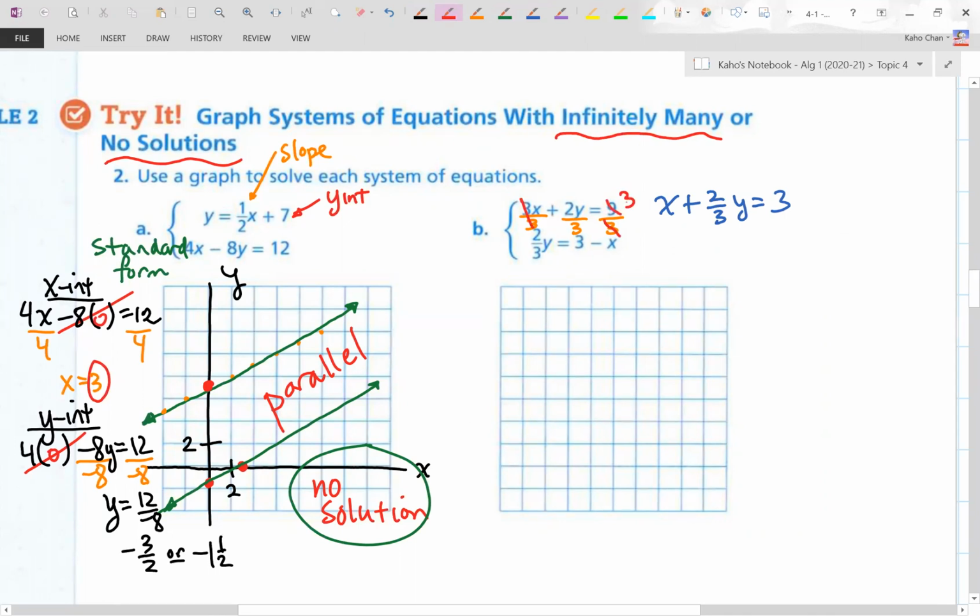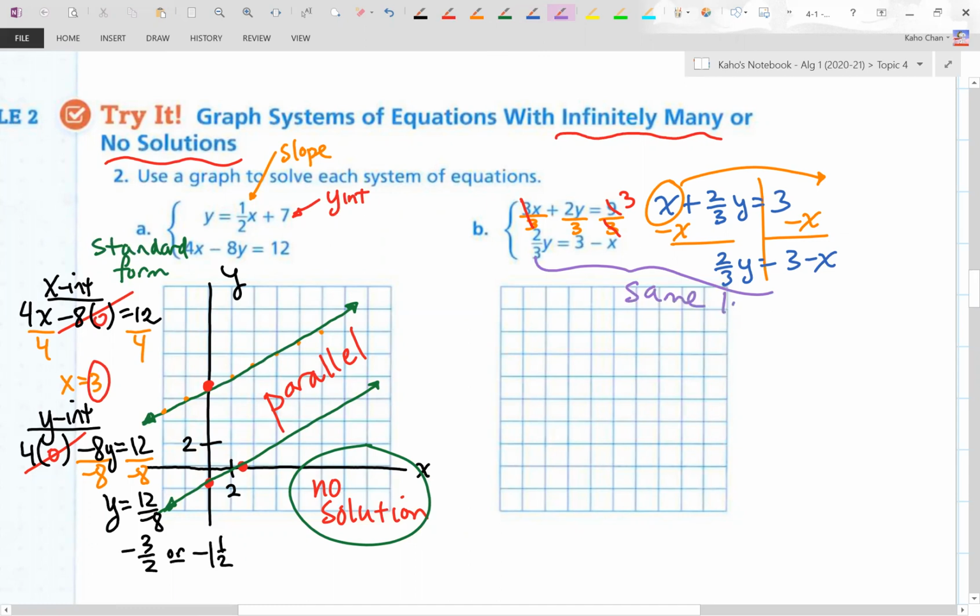Now this is kind of interesting. I'm looking at the second equation, it looks like it's all the same. Look at that, 2/3 y on the left side by itself. What if I move the x in my first equation to the other side? Let's subtract x from both sides. And lo and behold, interestingly enough, the first equation is the same. Same line. Which means my answer is infinite solutions.